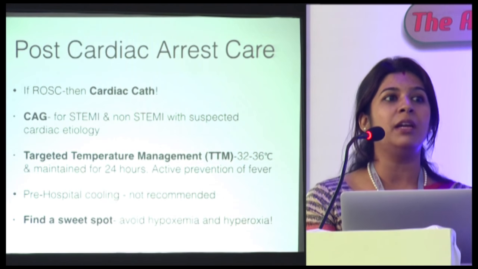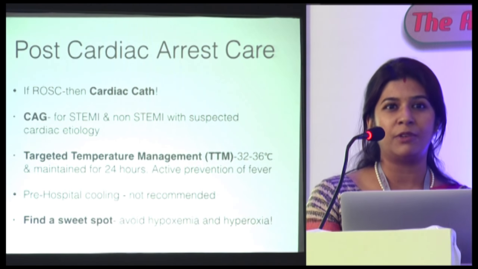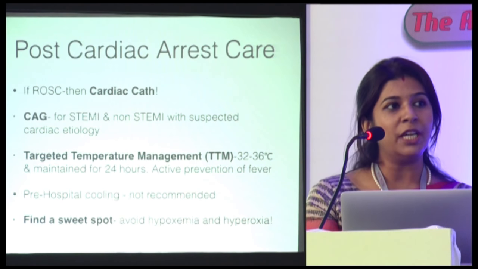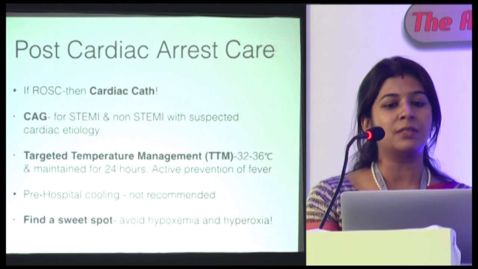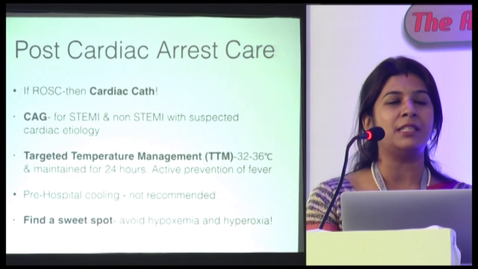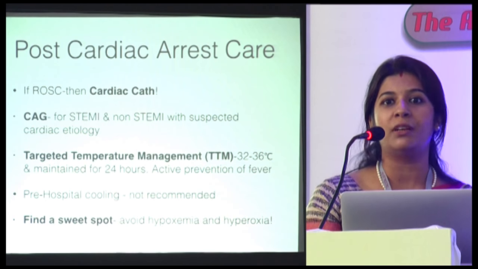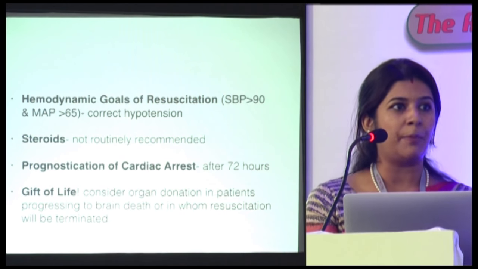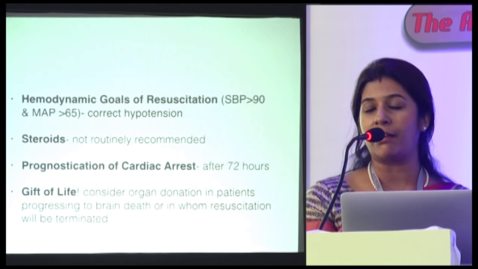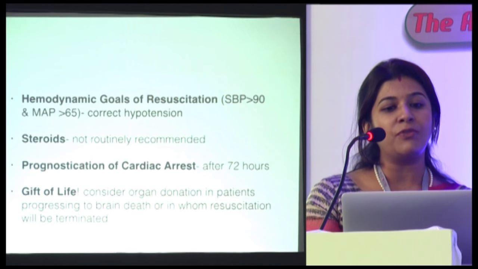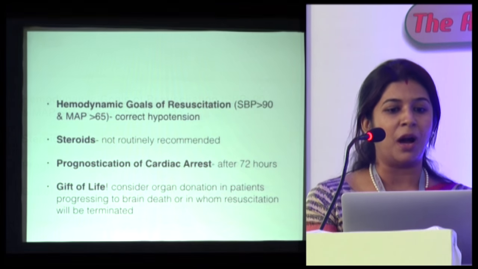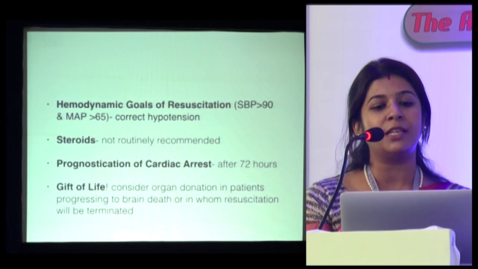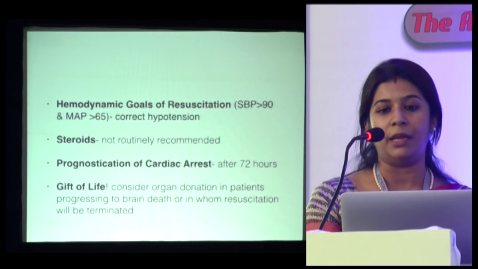Pre-hospital cooling with the infusion of cold saline is not recommended because it is found to do more harm than good. You need to find a sweet spot to prevent hypoxemia and hyperoxemia, basically by maintaining oxygen saturations of more than 94%. Hemodynamic goals of resuscitation should be there. You need to correct hypotension in time. Steroids are not routinely recommended. Prognostication for cardiac arrest classically begins after 72 hours. And you need to consider organ donation as early as possible in patients progressing to brain death or in whom resuscitation will be terminated.